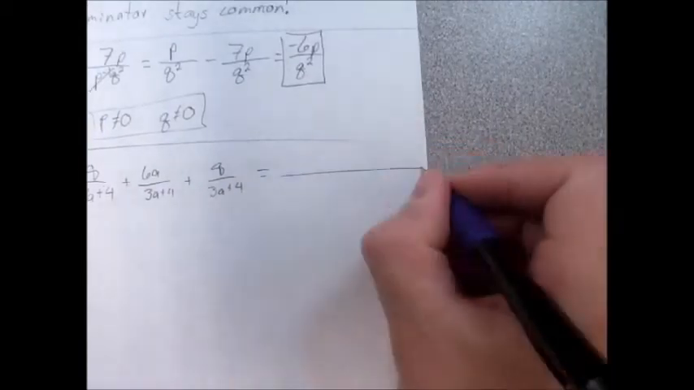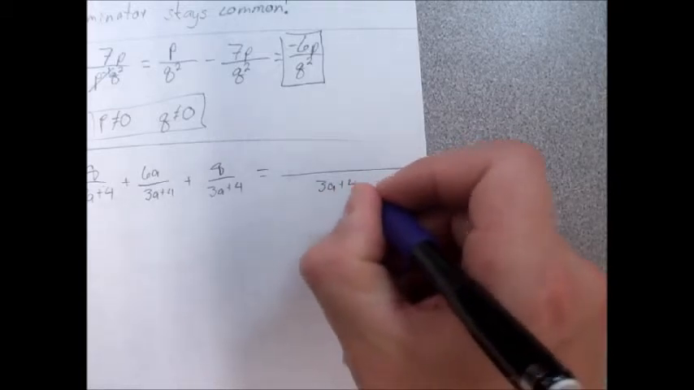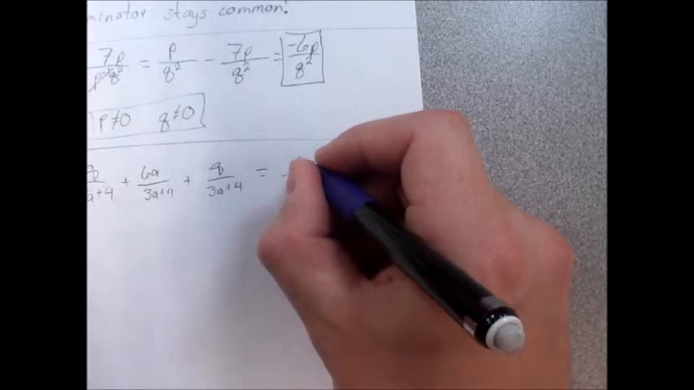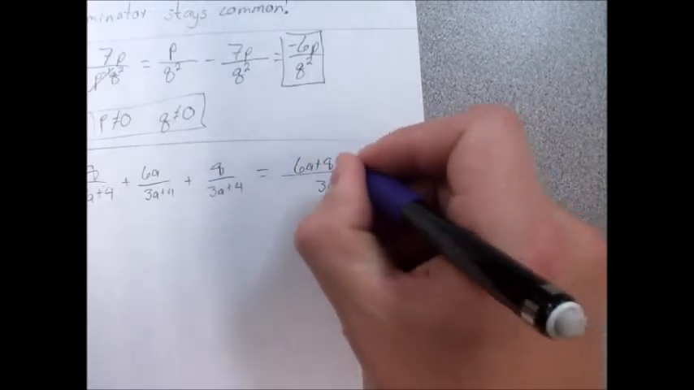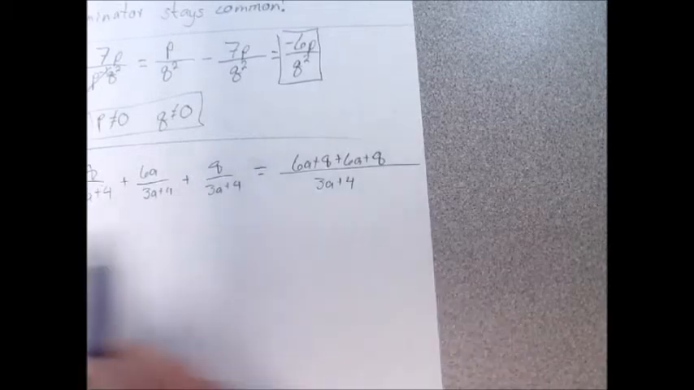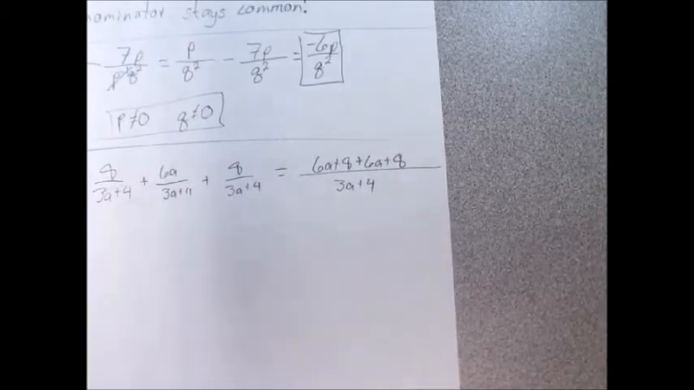Instead of writing 3a plus 4 4 times, I would prefer that you just take 3a plus 4 on bottom, leave it there, and then write all the rest of this junk up top. 6a plus 8 plus 6a plus 8. Okay? This is way shorter than this is. So we can do this.